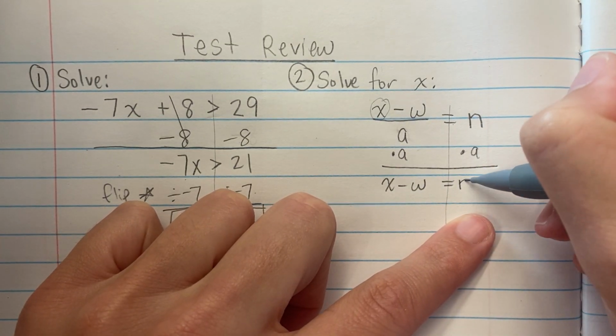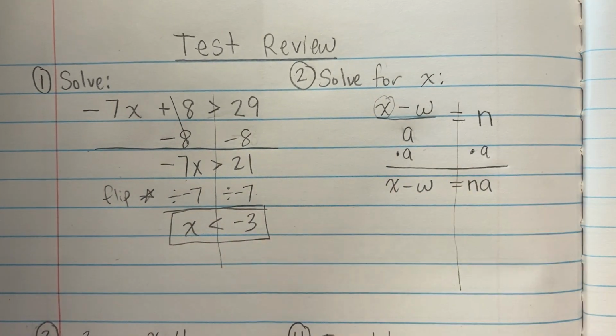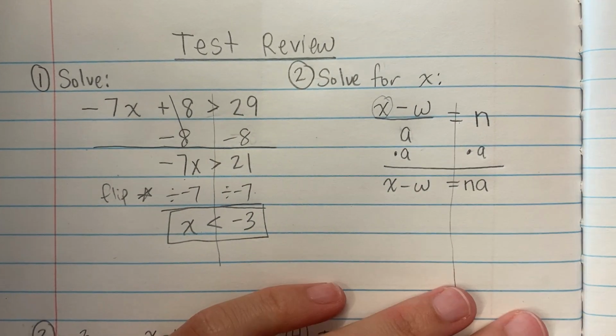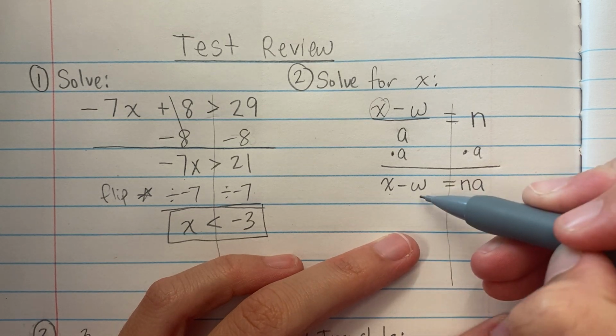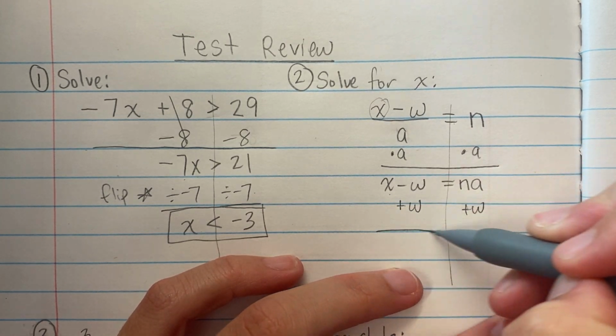And I'm just going to write that as n, a. You can write a, n. You don't need a multiplication dot. You can just write the letters right next to each other. That means multiplication. Okay, and now I still need x by itself. Right now w is being subtracted, so I'm going to go ahead and add it.